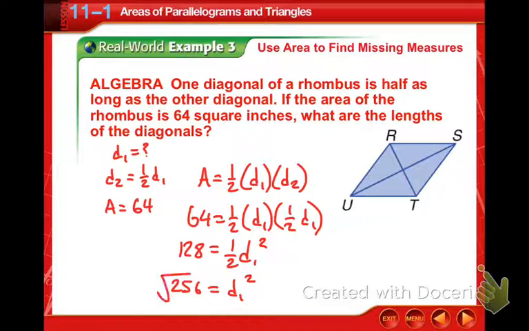Then we square root both sides. Gets rid of the square and the square root on the right. So that means our D1 comes out to be 16, because the square root of 256 is 16. And we know that half of that is D2. So 16 divided by 2 is 8, so D2 is 8. And both of these are in inches.